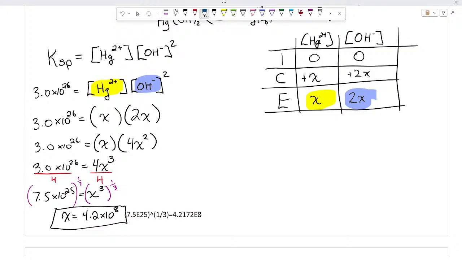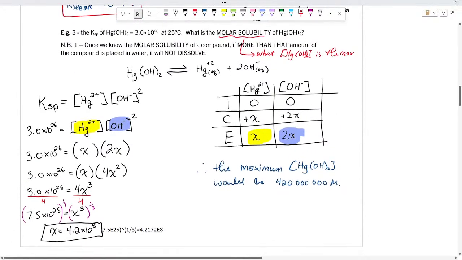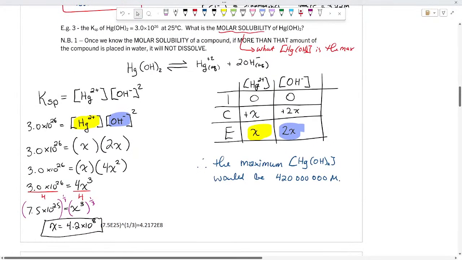So, therefore, the maximum concentration, according to this, of HgOH2 would be 420, not 1,000, million molar. Highly concentrated. Is it true or? No, that can't be true. I mean, maybe it is. I would bet you $6.11 that Sunana is right.